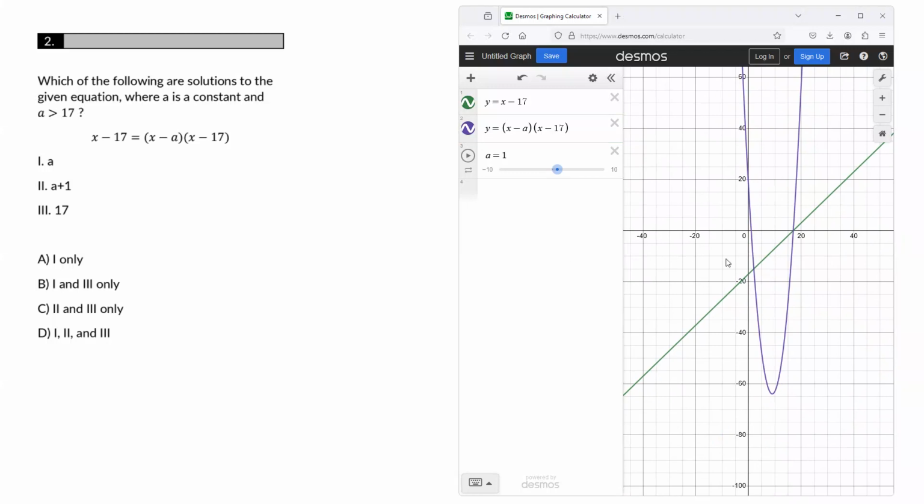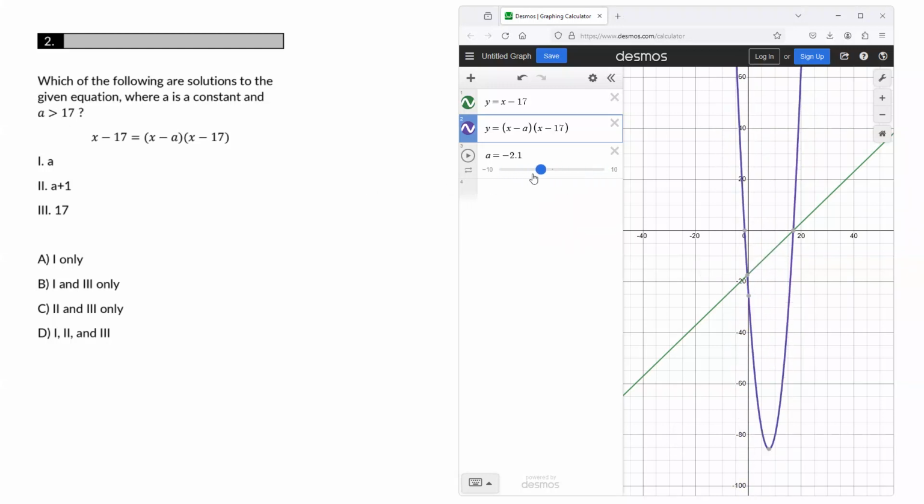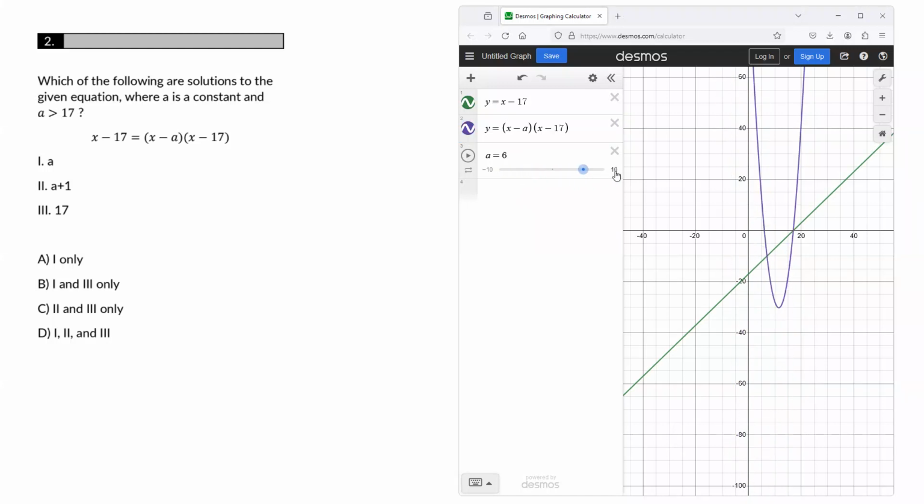The solutions, just like before, are your intersection points. But I do have to be careful with that a. Let me check the question again. It says that a must be greater than 17, and my slider has a going from -10 to +10. This isn't a problem. I can click on one of these endpoints and reset that to what I want. I need a to be greater than 17, so I'll start there and go up to 27. Now I can explore what happens when a moves, and I can keep it in the area allowed by the question, greater than 17.